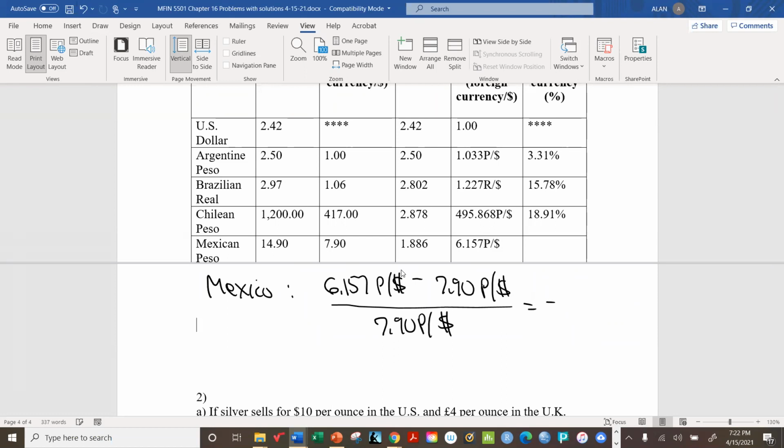Now, this is the only one in the group that's negative. It's negative 0.2206, which is negative 22.06%. So according to PPP, this is the only currency in this group that's undervalued. It should be more expensive in terms of the dollar, but instead it's too cheap.